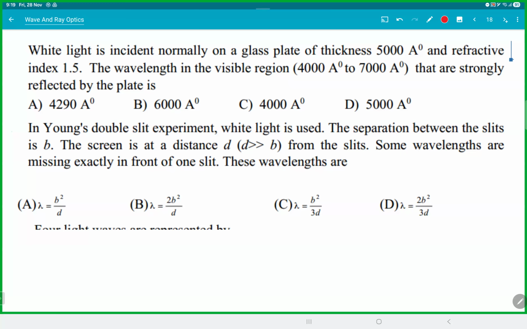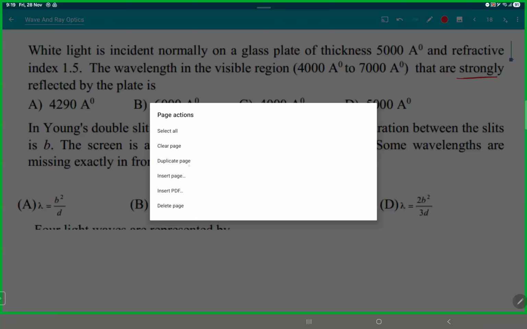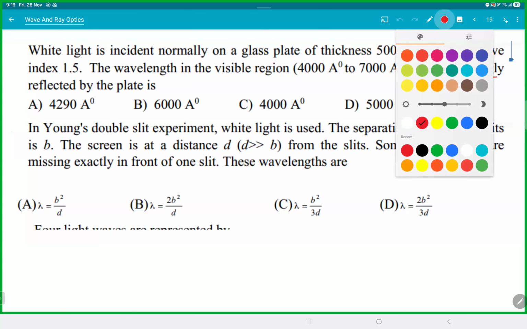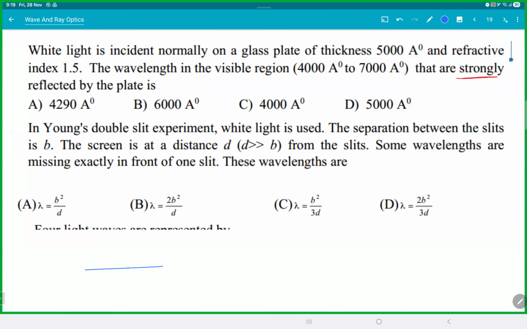When light is incident on a glass plate of thickness 5000 angstroms and refractive index 1.5, find the wavelengths in the visible region that are strongly reflected. The word strongly implies you got constructive interference. That is the meaning of it. This is that slab thing only. If you take a slab, one light ray is bouncing off the surface, so this will have a lambda by 2 phase difference. The other is going through inside here, and this will have a path difference 2 mu d.